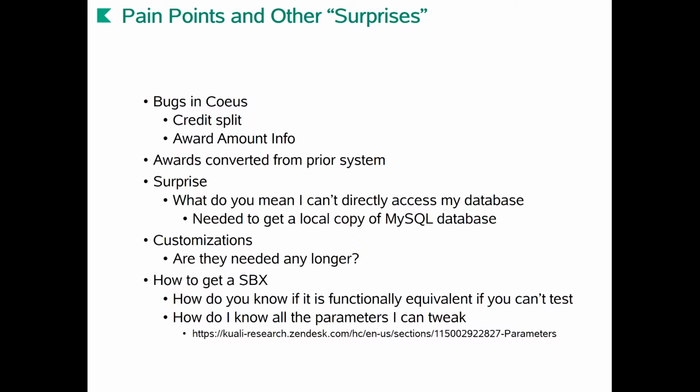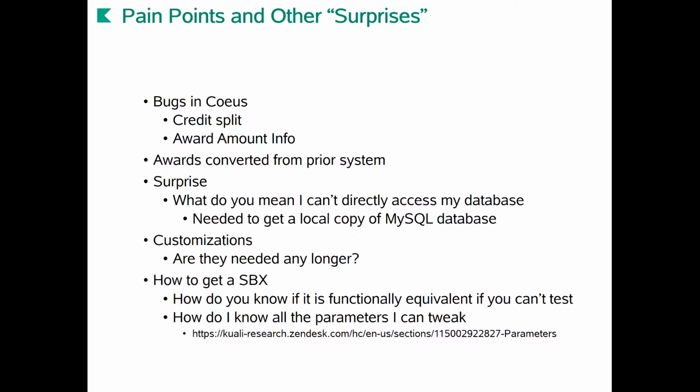Now, luckily, in our data warehouse, we had snapshots of the way that credit split looked 3 years ago, 5 years ago, 7 years ago. So we were able to reconstruct that. So one of the things that you want to look at as you gear up for your migration is to see if that old bug in COIUS is going to affect you.